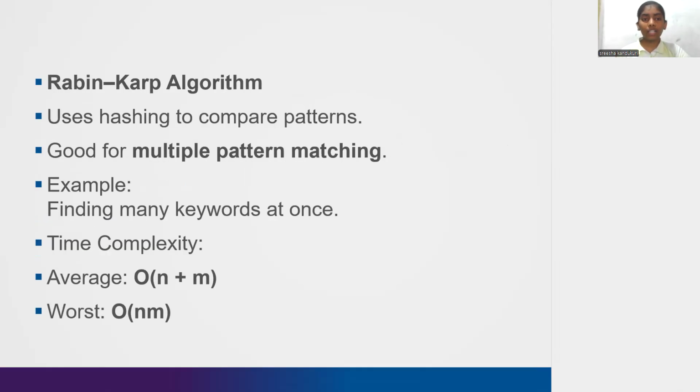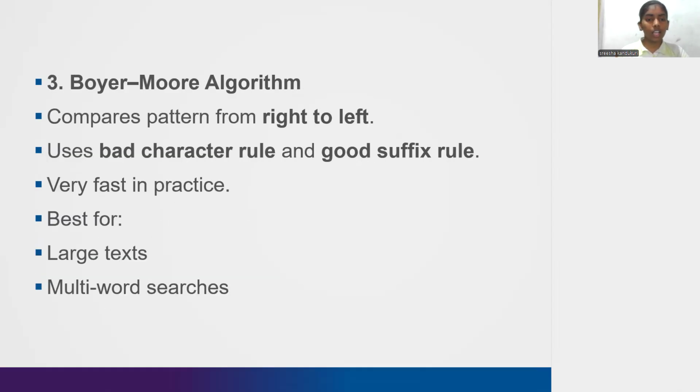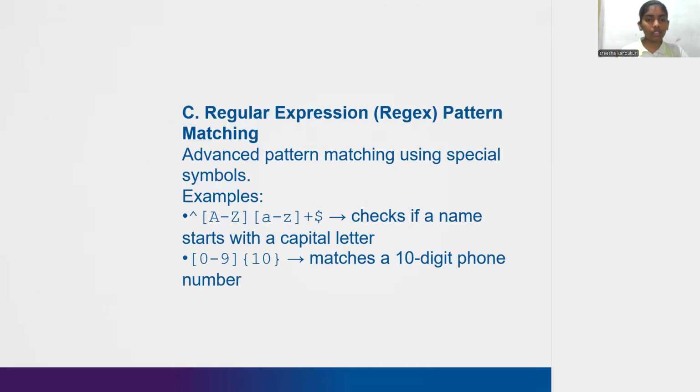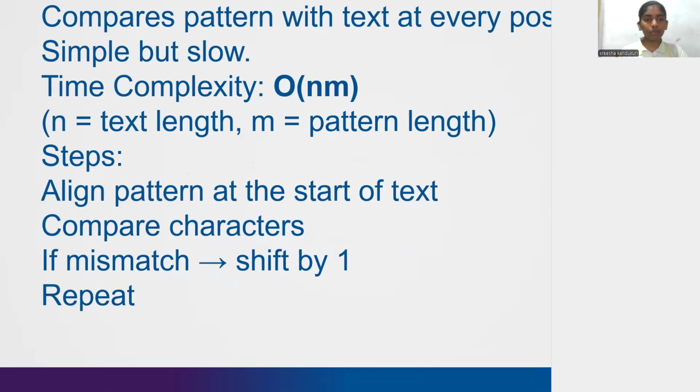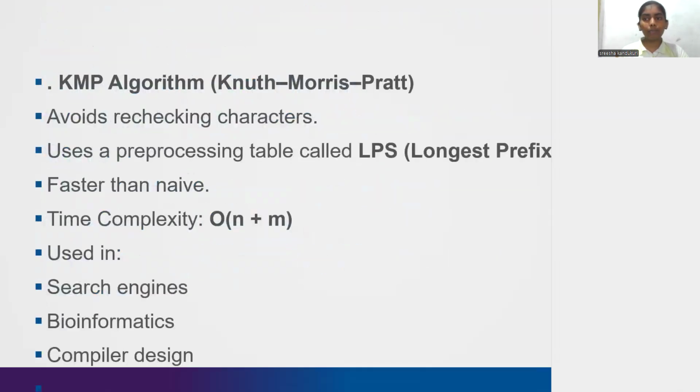And we have the Rabin-Karp algorithm. It uses hashing to compare patterns and is good for multiple pattern matching. An example is finding many keywords at once. The time complexity is on average O(n plus m) and worst case O(nm). We know what n and m are from the previous slide: n is the text length and m is the pattern length.